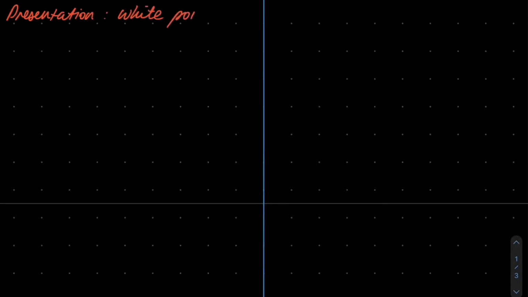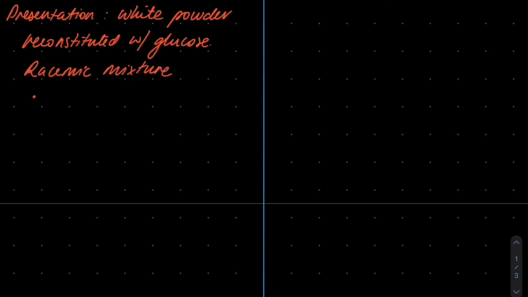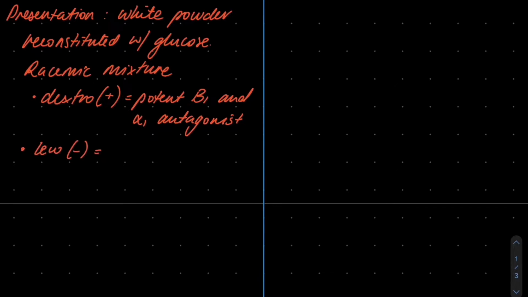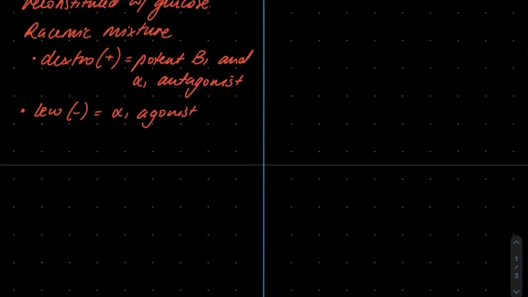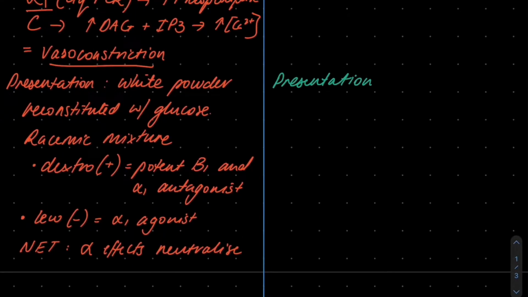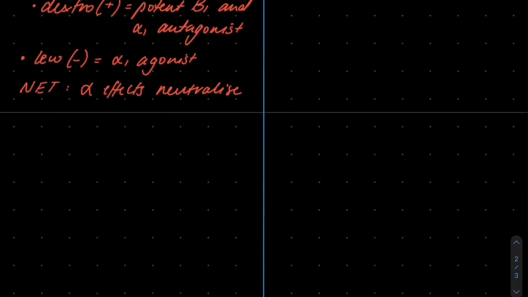In terms of presentation, dobutamine comes as a white powder that needs to be reconstituted with glucose. Interestingly, it's a racemic mixture, so the dextro form is a potent beta-1 agonist and alpha-1 antagonist, whereas the levo form is an alpha-1 agonist. Overall, the net effect is that the alpha antagonism and agonism are neutralized. In terms of the presentation for milrinone, it's a colourless to yellow solution.